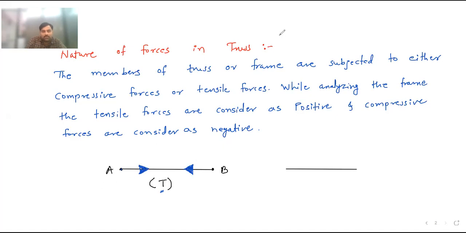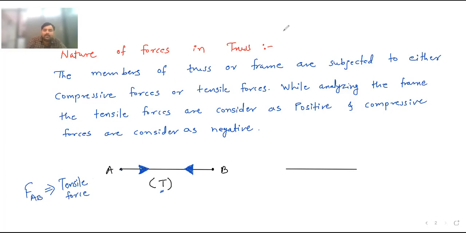Okay, so now here you can see this is my joint A. And from joint A, I have shown the arrow away from the joint. This is my joint B. And from joint B, I have shown the arrow away from the joint. So it indicates that the force in member AB is tensile force.